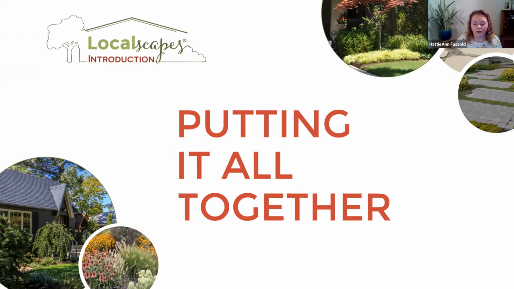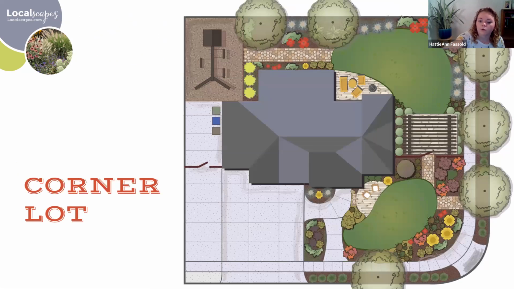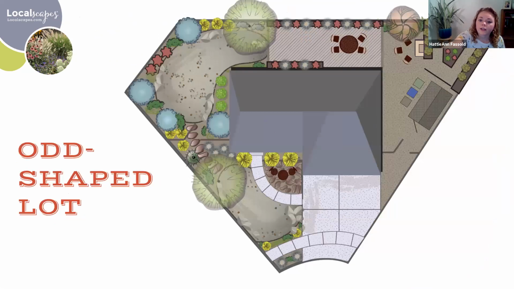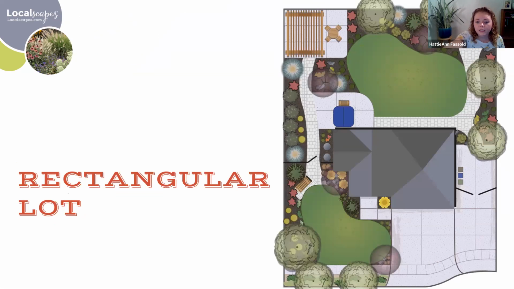Alrighty, so we have all of our 5 steps, and now we're going to put it all together. This is a good example of a rectangular lot. These principles can work for different shapes of lots. So we have a rectangular lot here, we have the corner lot, we have an irregular lot. They're all differently shaped, but you're seeing all the different steps in them.